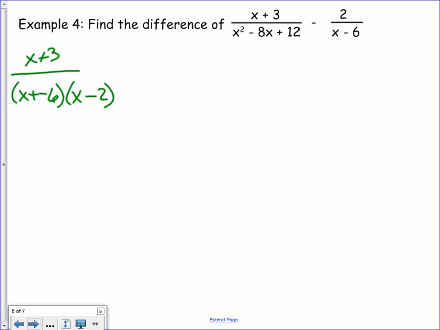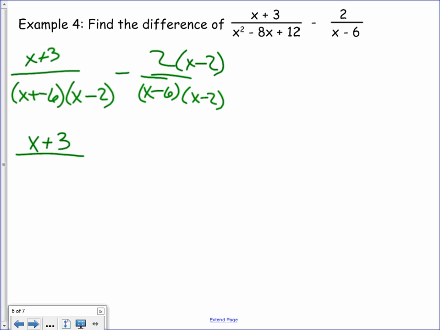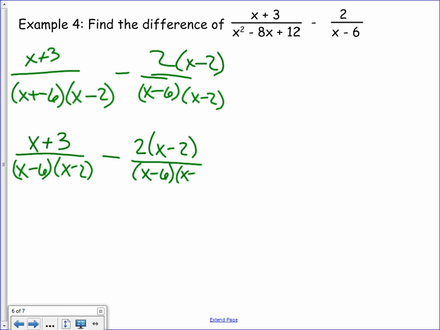Okay, and now, because it's factored out, it's easy to see to get the least common denominator. We just need another factor of x minus 2 on this side. Okay, so we need to multiply that first. Okay, so we have x plus 3 over x minus 6, x minus 2, minus 2 over, and we can just keep it like this really. Probably didn't need to rewrite it because we like it when it's all factored out. It's easier to simplify that way.